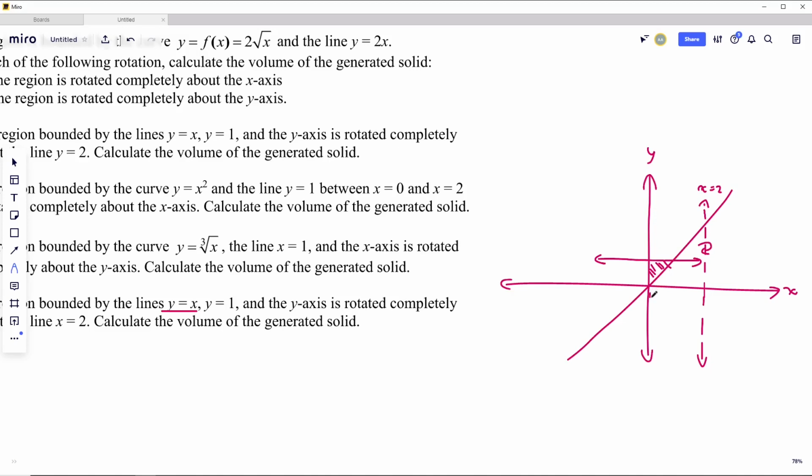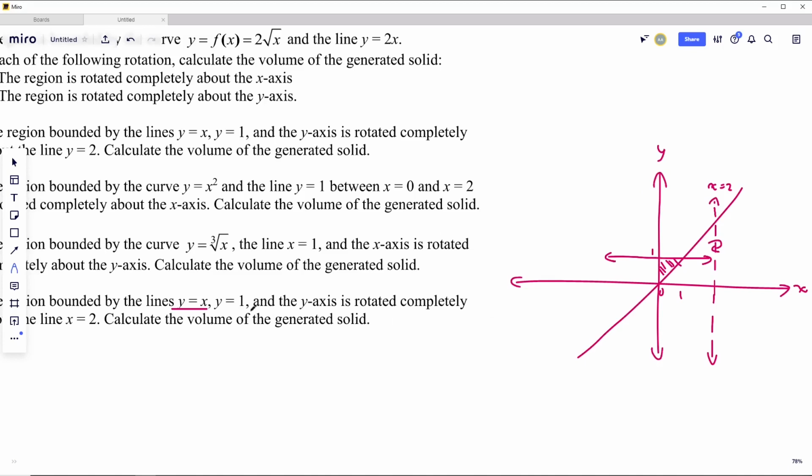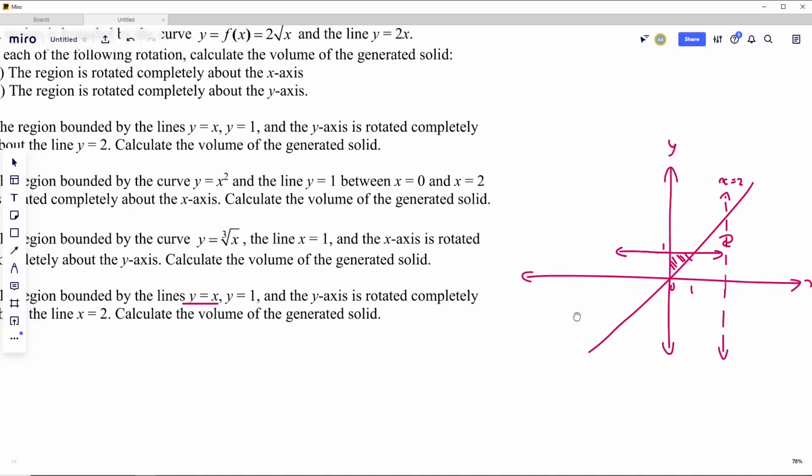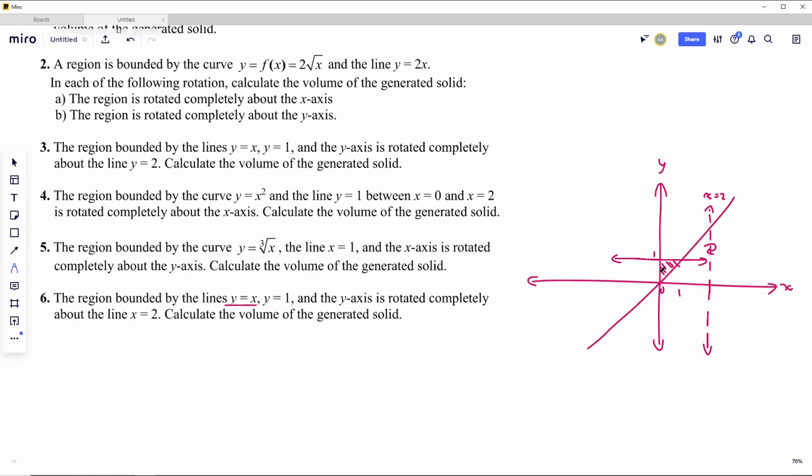So what's this one? This one's 0. Here's 1, and 1 is 1. So here 1. y equals 1, 1, 1. And yeah, here you have 2. Large radius is this. Small radius is this. Okay.